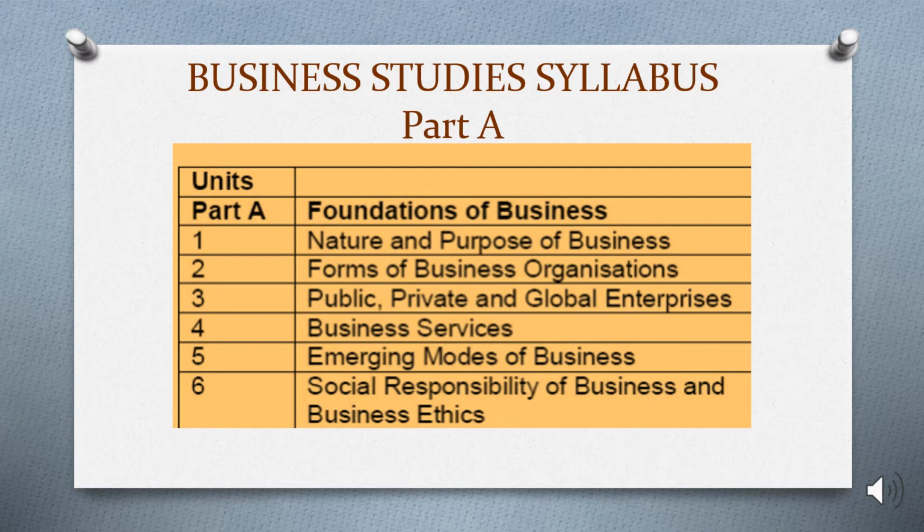Then the private sector, the general individuals, like you might have a shop, so that is a private business. And we will learn about global enterprises, the big companies, the multinational companies. Okay, what are the characteristics of multinational companies?